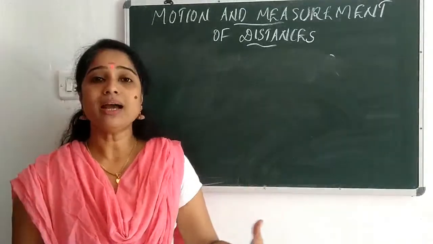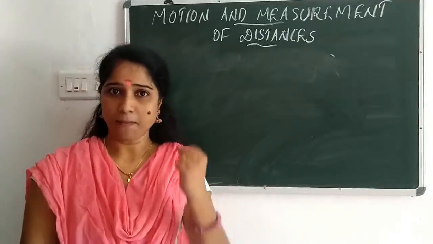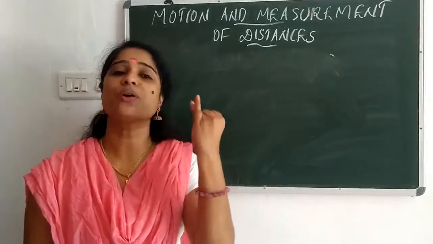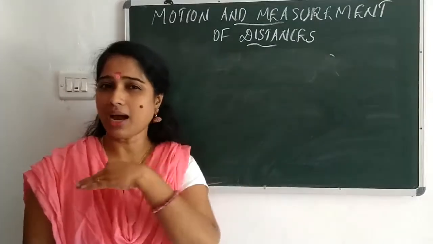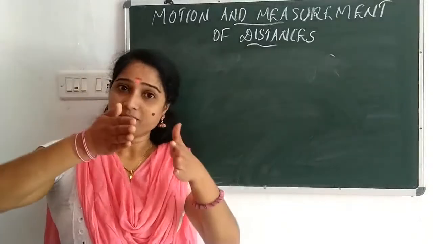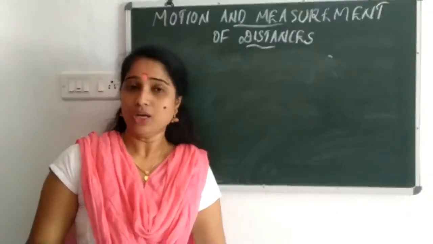And we know that the SI unit for length or distance is what? Meter. Then what about the mass, the weight? Kilogram. Then what about the time? Second. Then what about the temperature? It's the Kelvin. Clear? So, today we are going to study the units for measuring length.